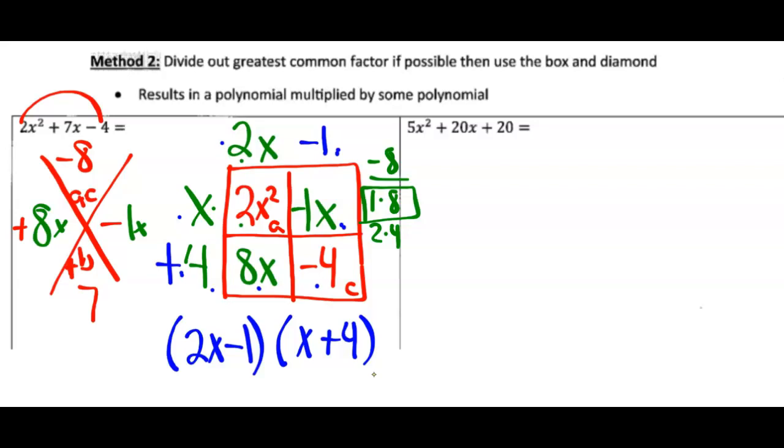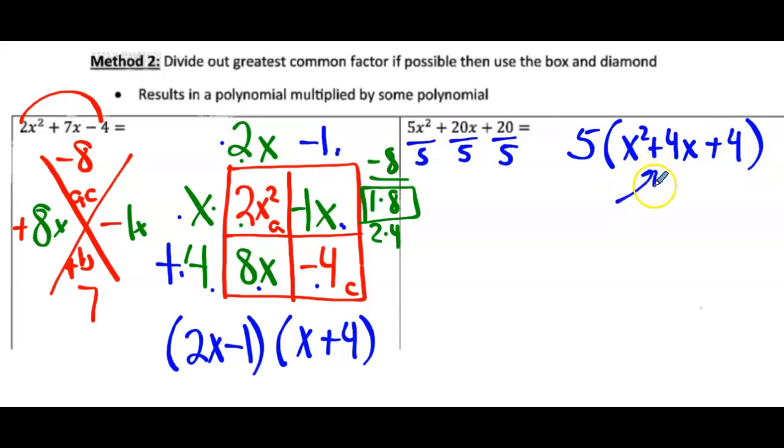Now sometimes I need to first do some math before I start. So in here, what do you notice that 5x squared plus 20x plus 20 have in common? They all have a 5. I can divide all of these by 5. Not any x's, but I can divide them by 5. So I'm going to get 5 times x squared plus 4x plus 4.